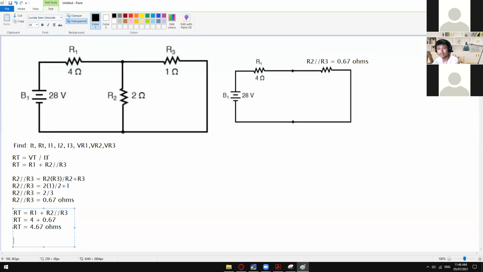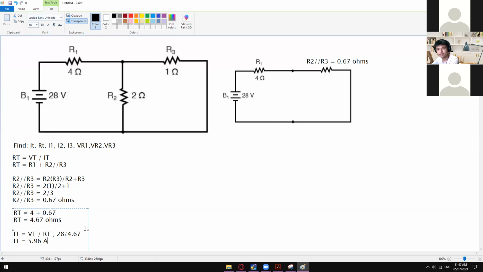Then after that, you can now solve for the I total. I total is equal to V total divided by R total, where V total is equal to 28 volts and R total is equal to 4.67. So I total is equal to 28 divided by 4.67. It will give us a value of 5.95 or 5.96 ampere.